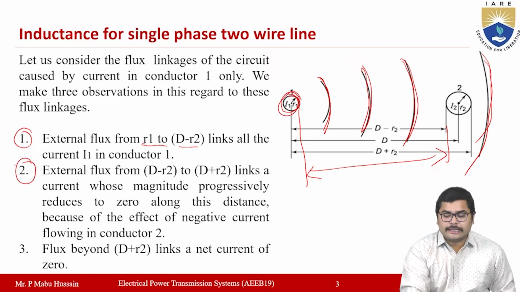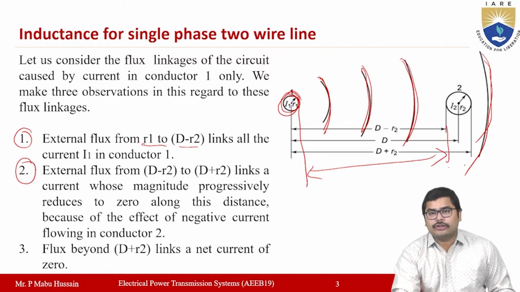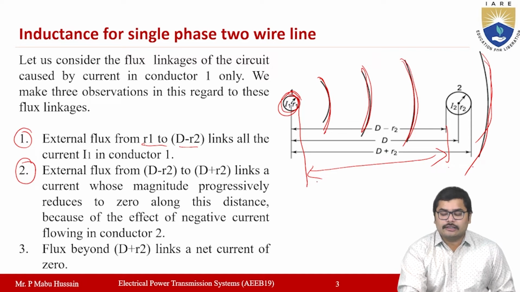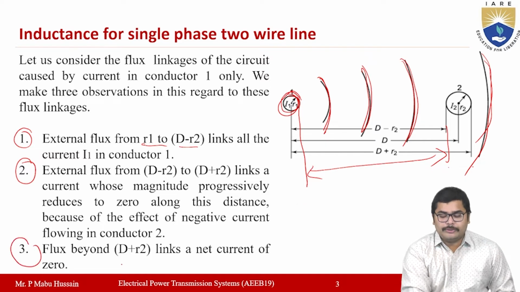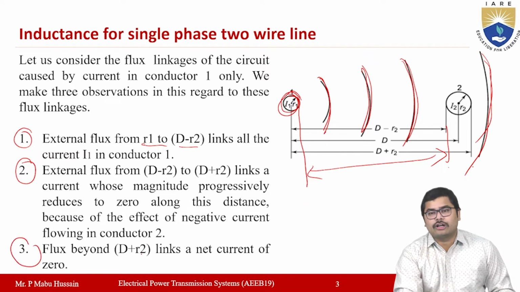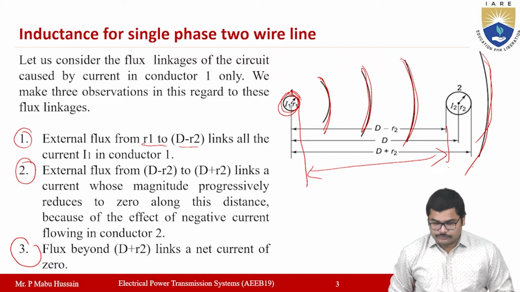The second observation is that from D minus R2 to D plus R2, the current linked by this flux progressively decreases to 0 as you move from D minus R2 to D plus R2. This decrease happens because of the current flowing in conductor 2. Now if you observe beyond D plus R2, the net current linked by this flux will be 0.